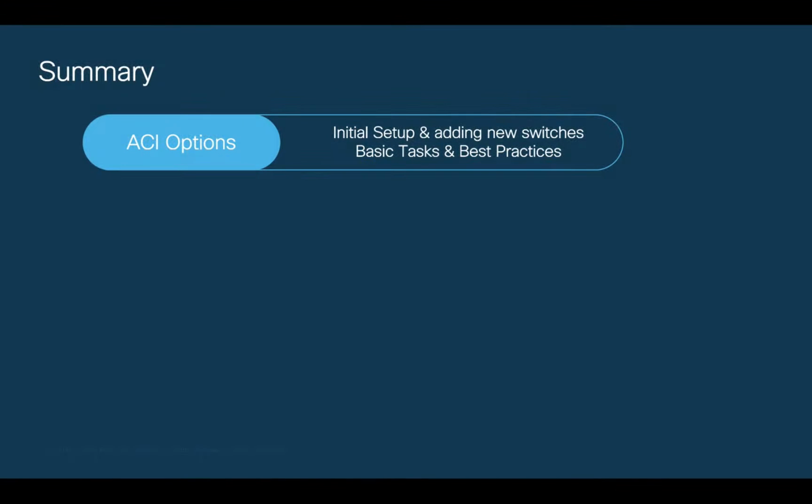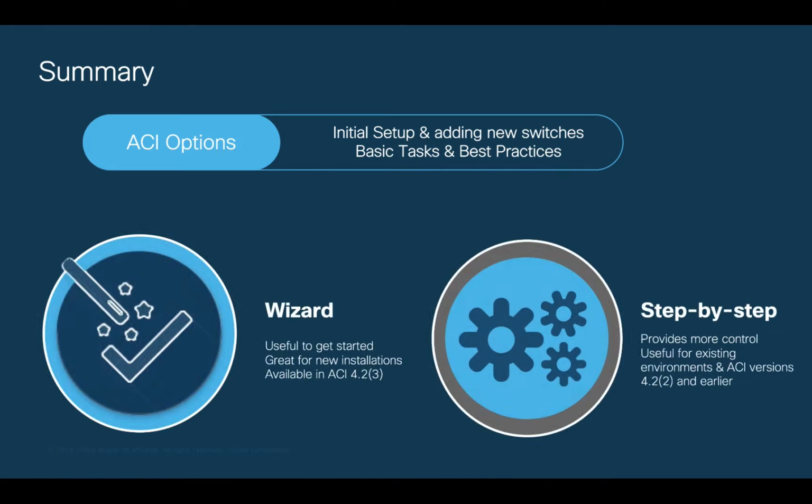As you saw in this chapter, there are multiple ways of doing things in ACI, and most of the time we will have wizard options for you that make your life easier. The ACI First Time Setup Wizard is available on ACI versions 4.2(3) and later, and it is a great tool if you're installing ACI for the first time.